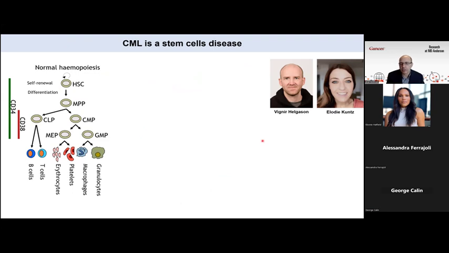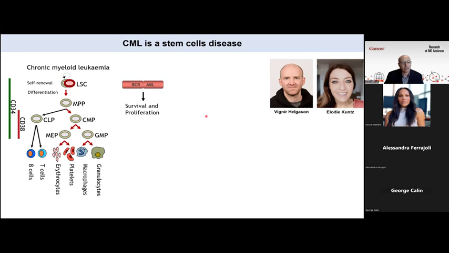This is work initiated by my lab in Glasgow together with Vignir Helgason as a group leader at the Leukemia Center and my student at the time, Elodie Kuntz. What we were trying to find is changes in metabolism of a subcomponent of leukemia, particularly chronic myelogenous leukemia, CML, stem cells. The reason we wanted to study it, I will explain in a minute, is that this is a component of cells that are resistant to current therapy.